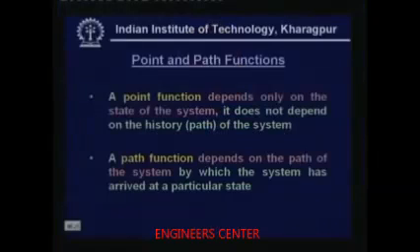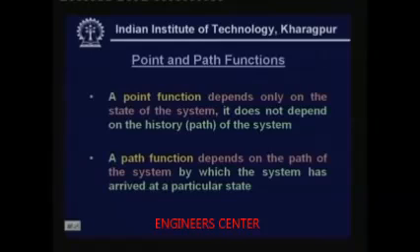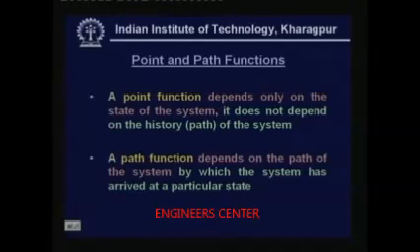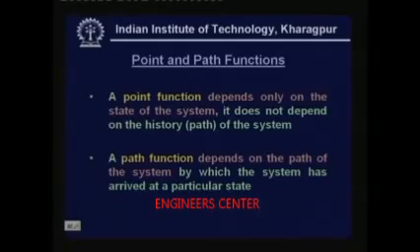Now, let us look at path function. A path function depends on the path by which the system has arrived at a particular state. That means, in order to evaluate the path function, it is not enough to know the initial and final states, you also need to know the exact path taken by the process. So, you need to know the initial and final states as well as the path. Let me show an example.